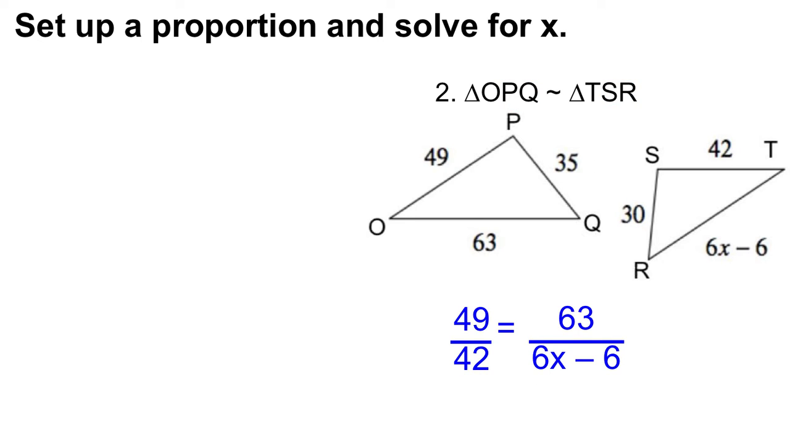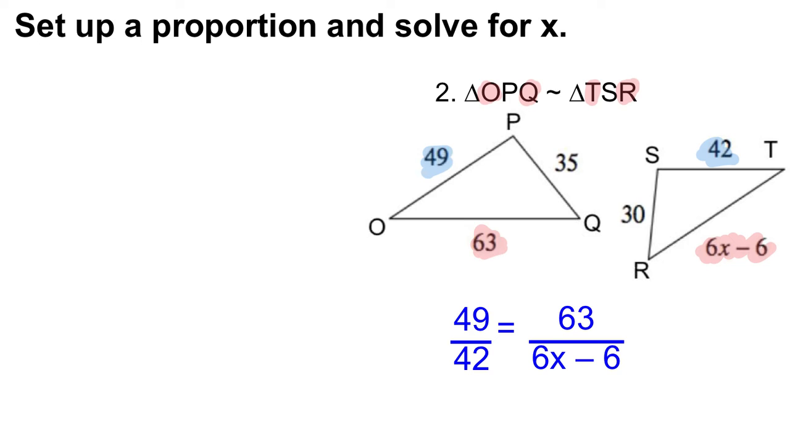Now let's set up our proportion. We already said that 42 and 49 are going to go together. The next thing to figure out is the other two sides that go together. We're left with 63 and 6x minus 6 going together. O and Q are the starting and ending letters, and then T and R are the same, so that's how I know those go together.